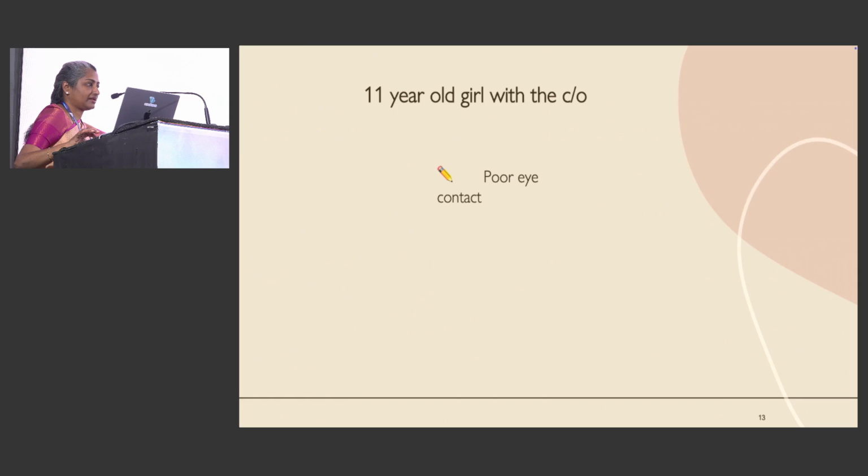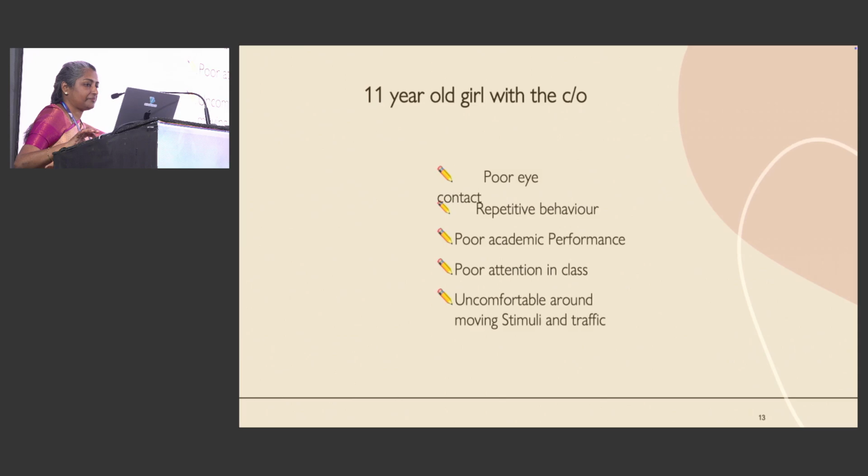So coming to another example, an 11-year-old girl with poor eye contact, repetitive behavior, poor academic performance, poor attention, uncomfortable around moving stimuli in class. So CVI can be totally missed with this. It can be taken towards autism or towards learning disability or something like that. So sometimes the demarcation is not very clear.